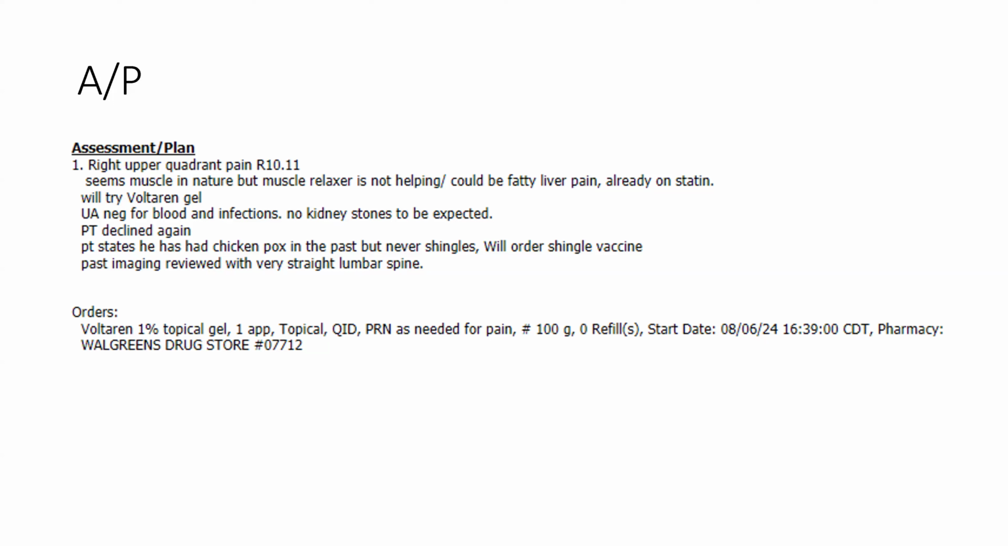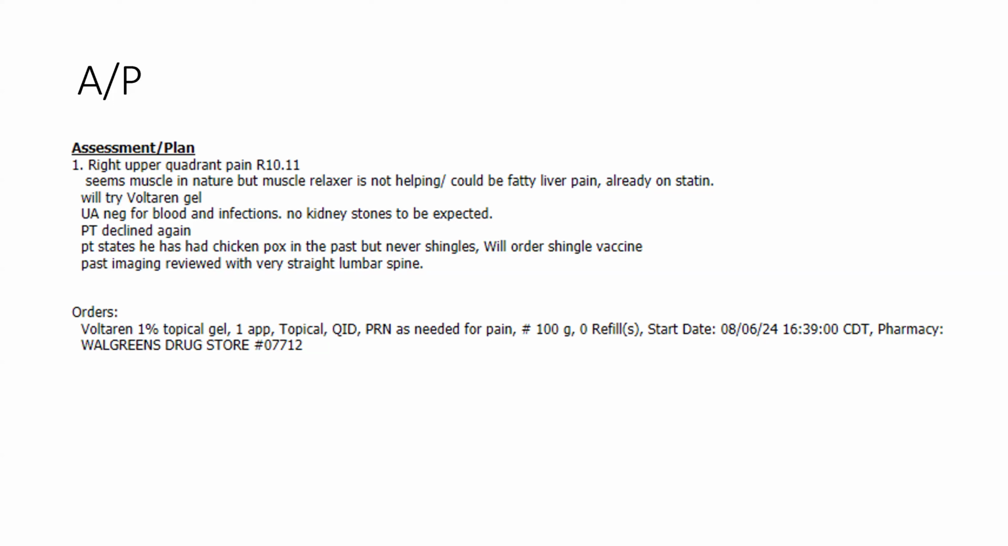I think it's important to put something on there. I don't think you could ever get credit for that statement: past imaging reviewed with very straight lumbar spine. Could be when he was 4 years old. This is one of these where somebody did the work, but they're probably not gonna get credit for it. Maybe you got a loose coder who let that slide, but it doesn't have the magic words in my interpretation: studies independently reviewed by me.